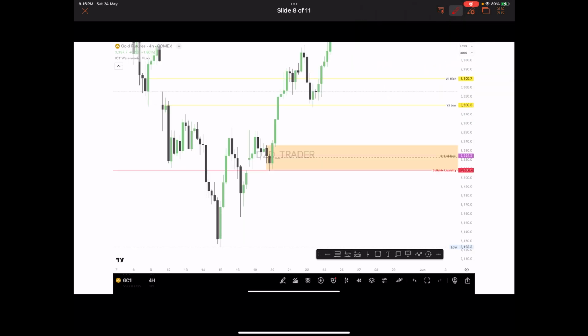Okay, move on to the next slide. I zoom in, identify the order block, and clarify it even further. Are there any other order blocks that I may not see? No.